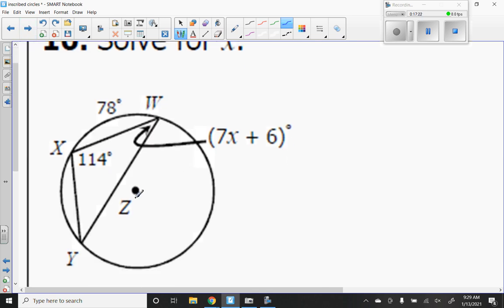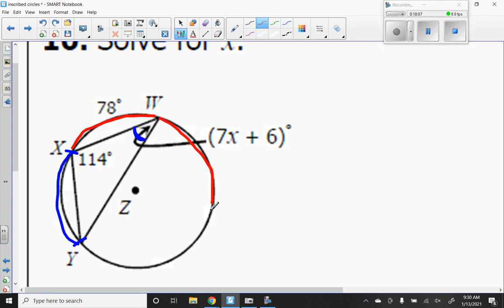Okay, so this is not a diameter. So I'm not using this as a right angle. It went ahead and gave us 114. So how can we do this? We can do this in a number of ways. I can just say this is the angle with 7x plus 6, and its arc is out here. This is half of that. The problem is it's going to be tough to find this piece. Let me show you how we can start. So we know this much is 78.